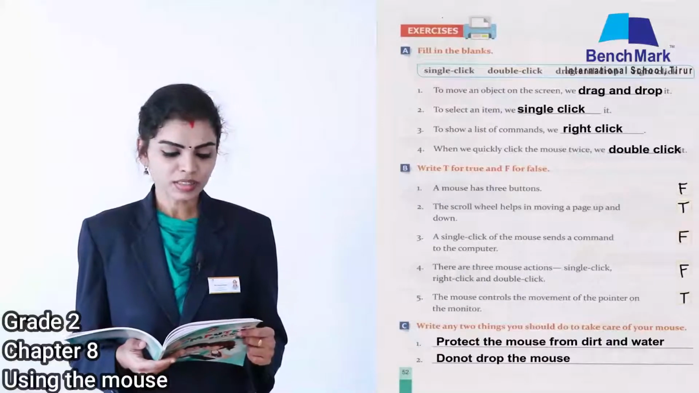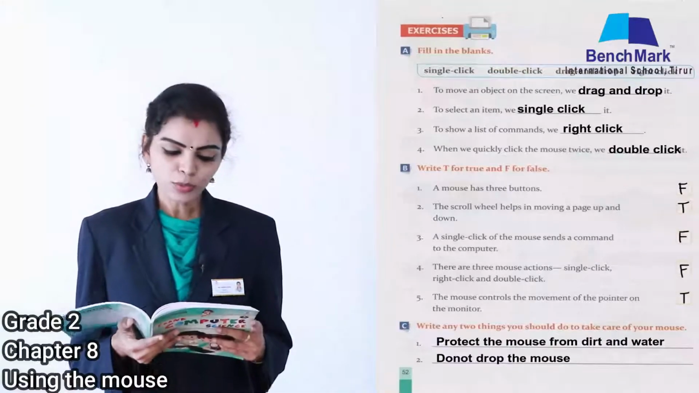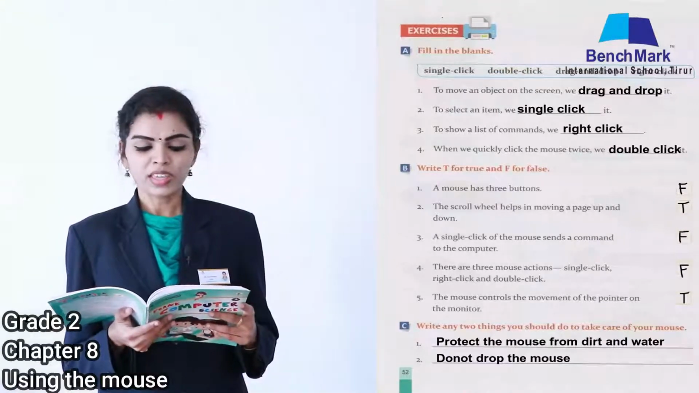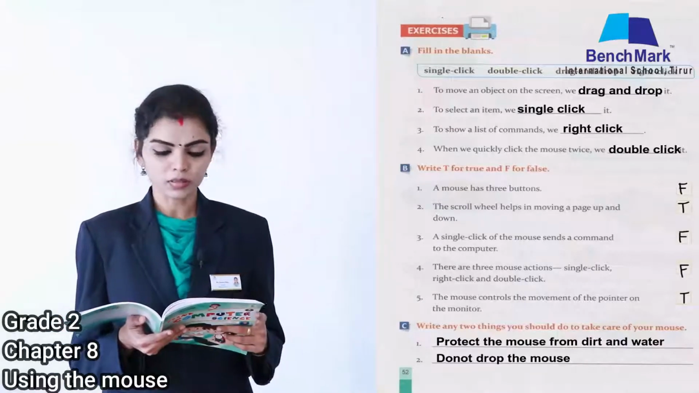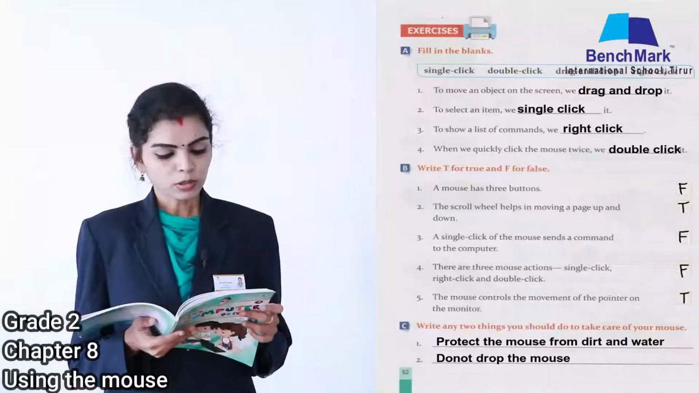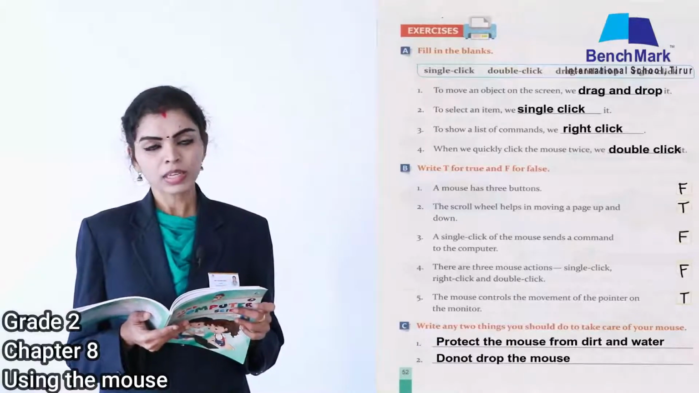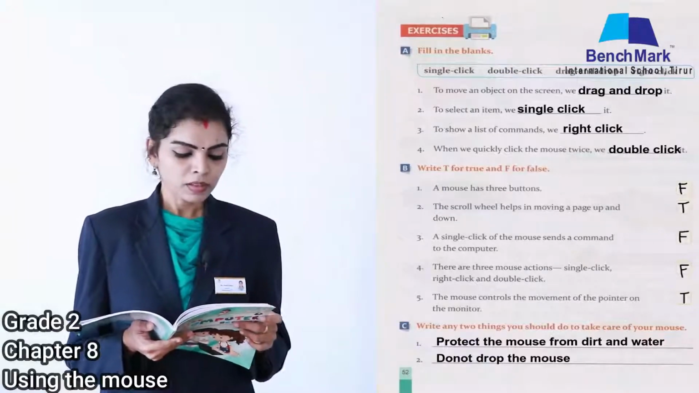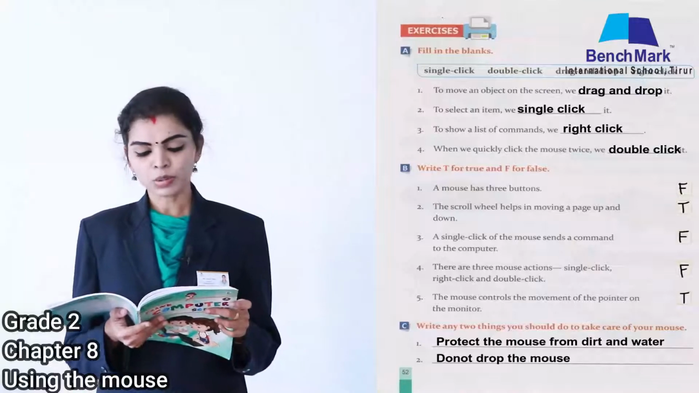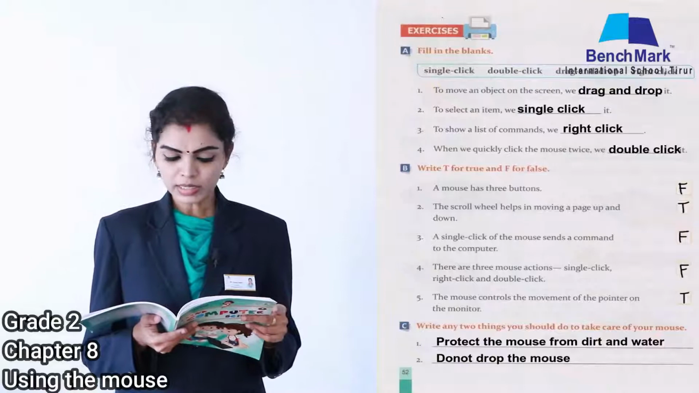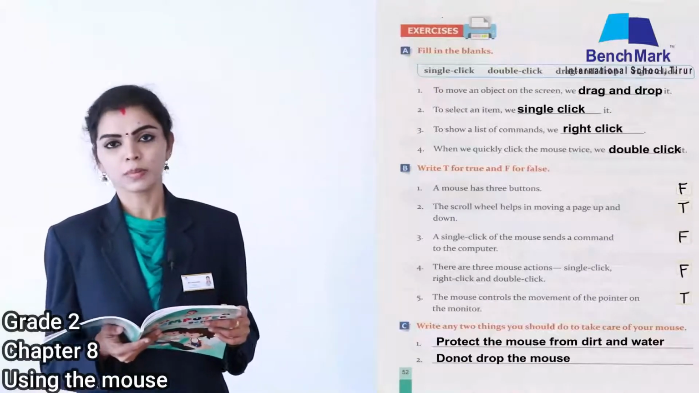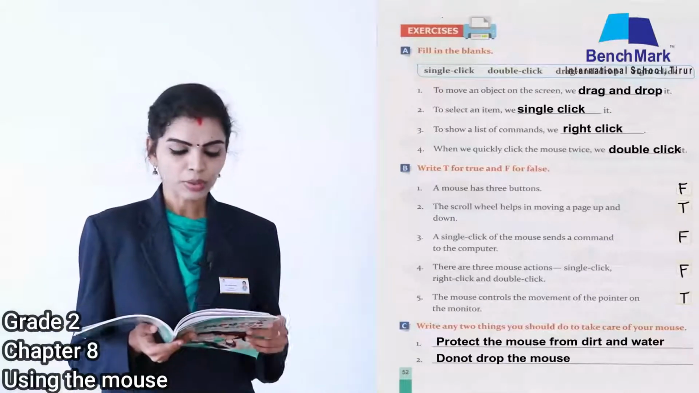The first one is fill in the blanks. To move an object on the screen, we drag and drop it. So you need to write that. To select an item, we single click it. To show a list of commands, we right click. When we quickly click the mouse twice, we double click. So you need to write this.